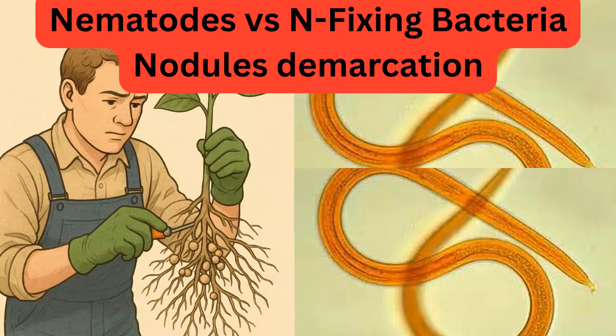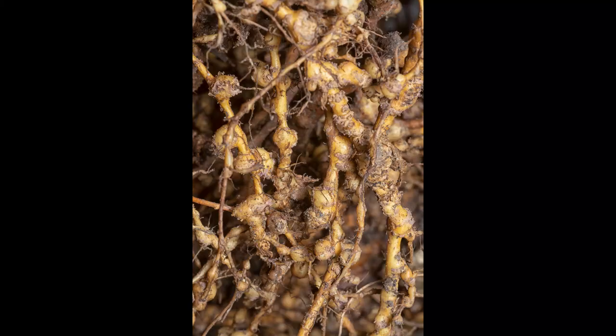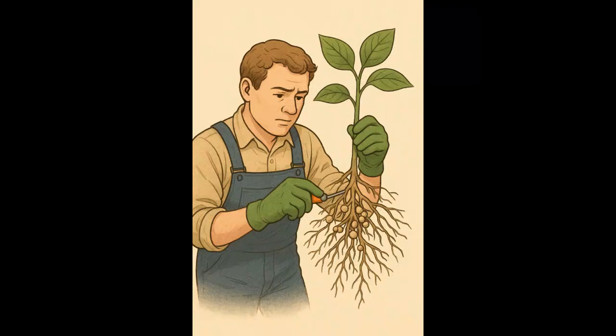We are going to discuss how to differentiate root knot nematodes and nitrogen fixing bacteria nodules. They share very similar characteristics when you pull up the root system of some plants, so it is very difficult to differentiate them. Root knot nematodes we otherwise call gall knot. The other one is the nitrogen fixing bacteria nodules.